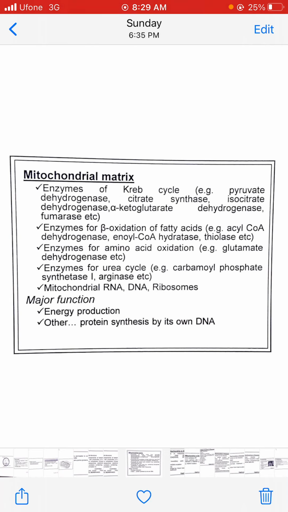Like in case of Krebs cycle, you must know the PDH complex, citrate synthase, fumarase, etc. And in case of enzymes for beta oxidation, you must know 2 to 3 enzymes, and in other pathways also.